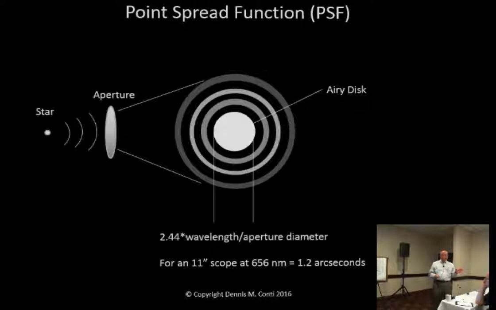Now, what happens in reality is that the seeing conditions are actually going to make this star bulge out a little bit. So there are other factors that are going to spread this starlight more than the ideal. This is the ideal: in perfect seeing conditions, the best I'm able to do with my 11-inch is to separate 2 stars that are 0.6 arc seconds across. But with seeing conditions and other things, in reality it's probably more like 2 arc seconds.